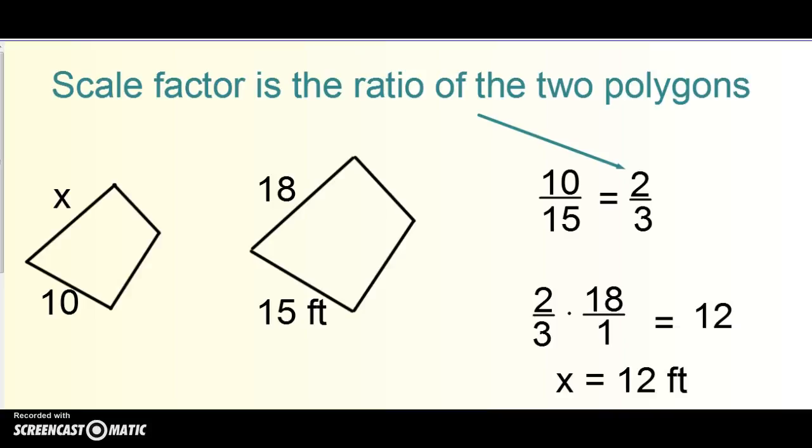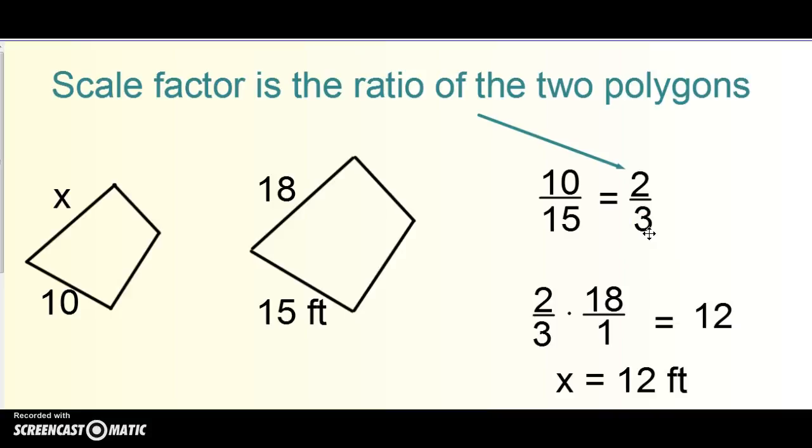All right, here, scale factor, another vocabulary word, is the ratio of the two polygons. Here, notice we have 10:15 because those two sides correspond. They're in the same position compared to the other longer sides. And so we could reduce that to a scale factor of 2:3.